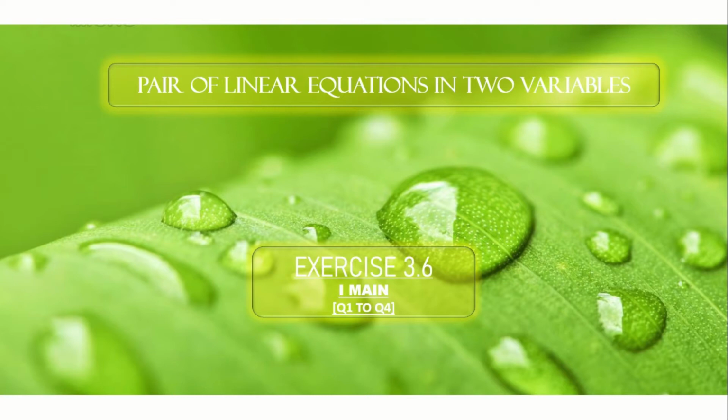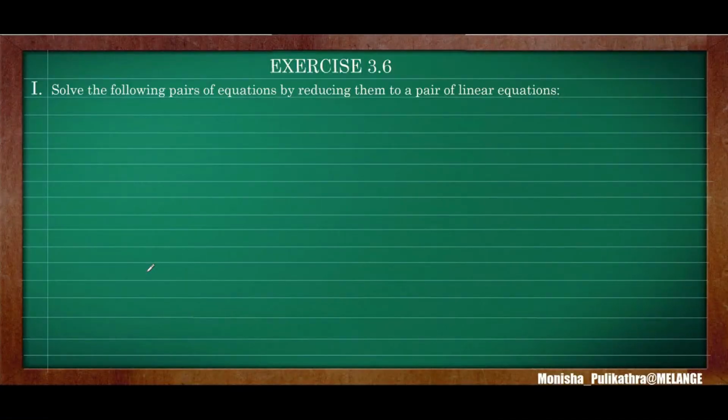Questions 1 to 4 of the first main are covered here. There are 8 problems, but in this video I will be completing only 4 problems. This 3.6 is the last exercise of pair of linear equations. So moving on to exercise 3.6. Here we need to solve the pair of equations by reducing them to a pair of linear equations. I will tell you how to do that.